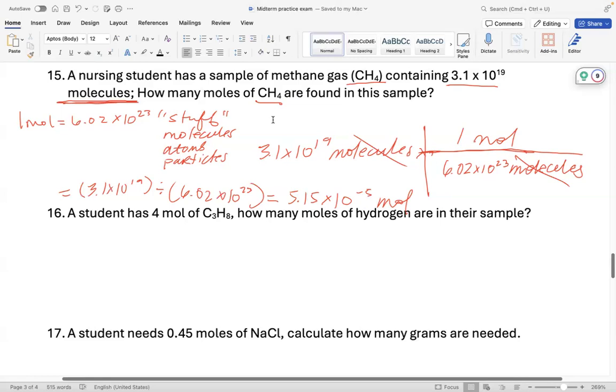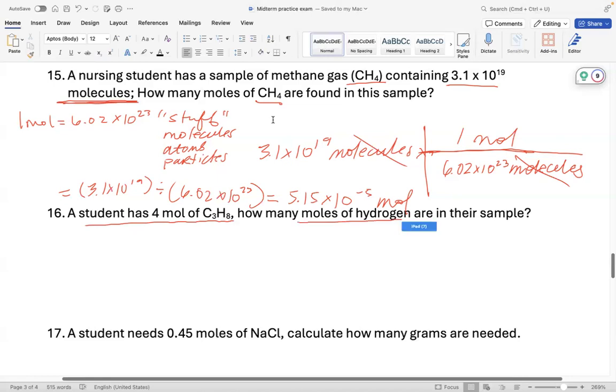All right, next problem. So 16 is another one that I anticipate might be difficult. We only did a few examples of all of these because we're just crunched on time, but a student has 4 moles of C3H8. How many moles of hydrogen are in the sample?